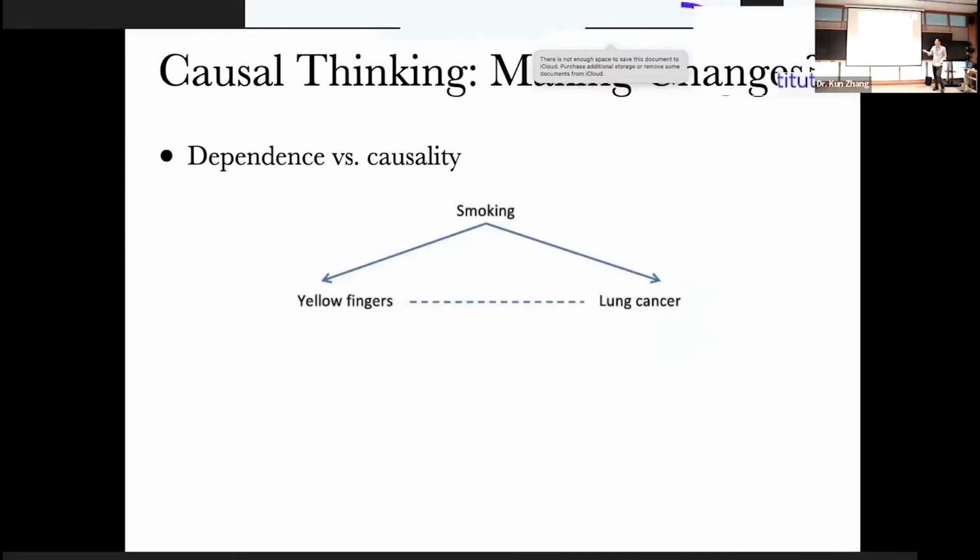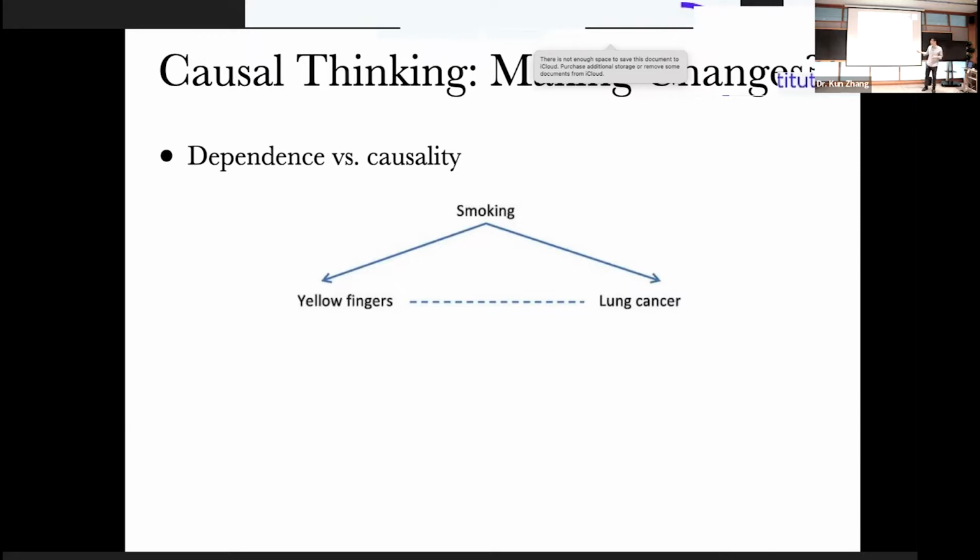Okay, good. Let me start with a couple of examples to illustrate the difference between correlation, dependence, and causality. You can see why we care about it. This is a famous example used by Fisher a long time ago. We know this is the underlying picture. In order to change the incidence of lung cancer or lung disease, we cannot just rely on dependence. Clearly, we want to find the causes. We have to change the cause in order to make sure something will happen.